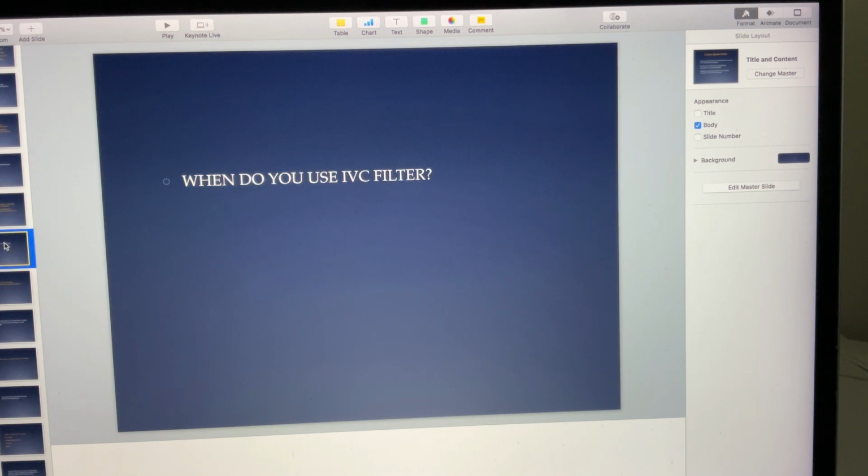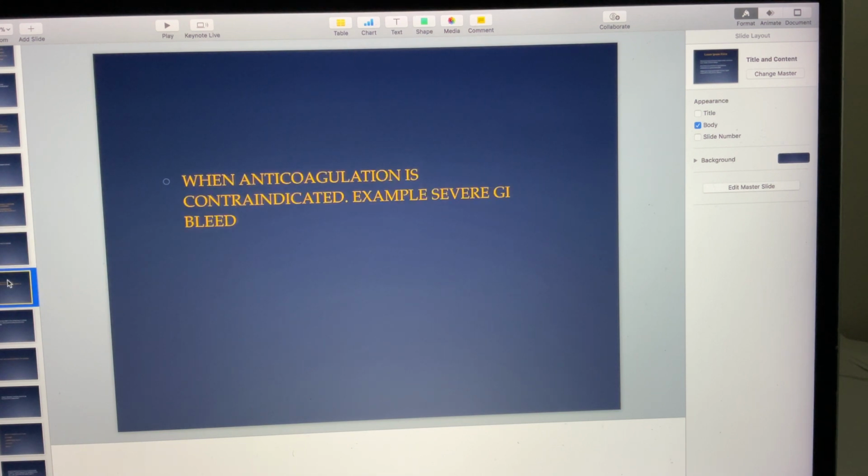So I also saw this question when I was doing my practice questions, and the question is, when do you use IVC filter? Okay, you use IVC filter when anticoagulation is contraindicated. Example, when there's a severe GI bleed.